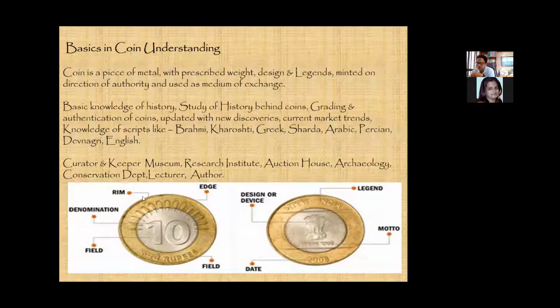There is a rim. So there is a difference between an edge and a rim, right? The rim is when you hold the coin, and if you try to move your hand around it, you will find it protruding out. That's the rim of the coin. The side of the coin is the edge. Wherever there is no minting that has happened, that's called the field of the coin, right?